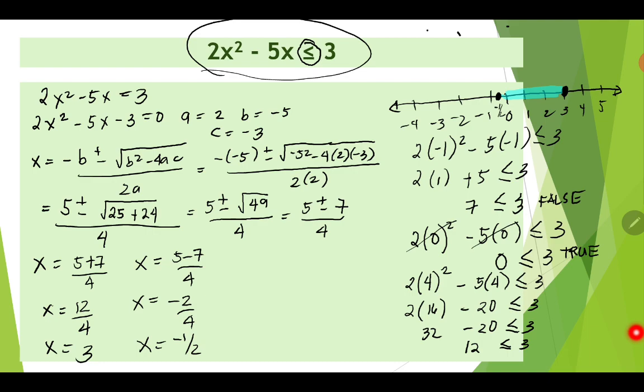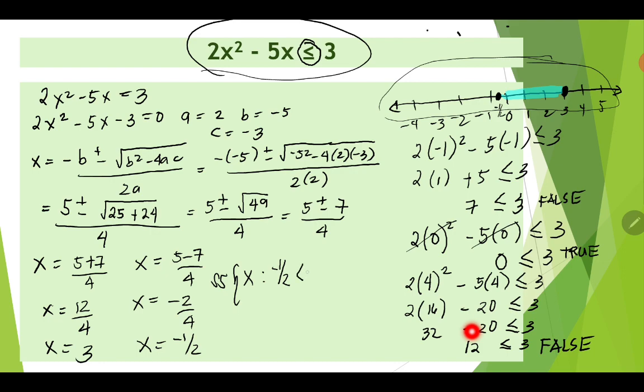So, is 12 less than or equal to 3? Hindi, kasi mas malaki po si 12. So, this is false. Therefore, ang number line lang natin ay ganito lang. Ito lang. Yan. Okay? Yung nasa gitna lang ang may shade. So, anong magiging solution set natin? Solution set such that, okay, so mas maliit si negative 1 half, so negative 1 half is less than x, ay mas malaki si x.